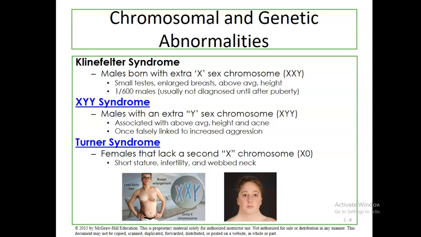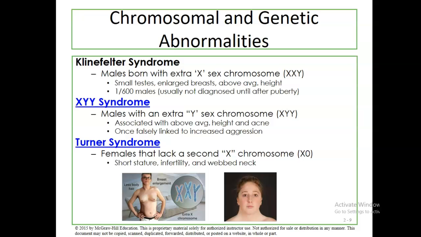With regard to XYY syndrome, these are males with an extra Y sex chromosome, so they have an XYY pattern on their 23rd pair. Again, it's mostly associated with physical features such as above average height and acne. XYY syndrome is very interesting in that it was once falsely linked to increased aggression. There was a time when the science suggested that these individuals were more aggressive than the average human being, which eventually was proven to be false.